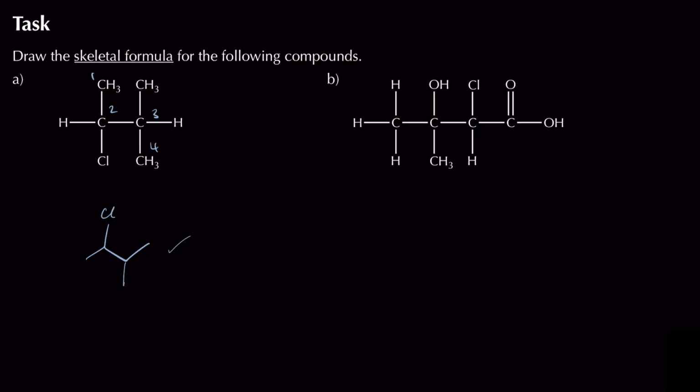Now, of course, you could have got it flipped again, but of course, if you name it and you end up with the same name as the displayed formula, that's how you know it's right. Look at the next one, you've got 4 carbon atoms, 1, 2, and then it's going to be 3, 4, and then you're going to have, of course, a carboxylic acid.